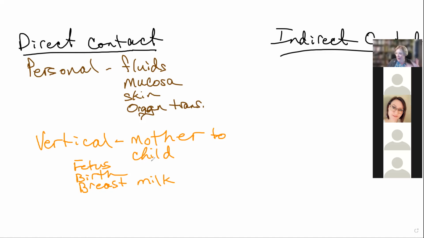Now, once you get the dad involved, we're back to personal. A father cannot give birth to a child. It is biologically impossible unless you get into science fiction. Or unless you're a seahorse, but we're not seahorses. So anything that a child would pick up from dad would be from personal contact.